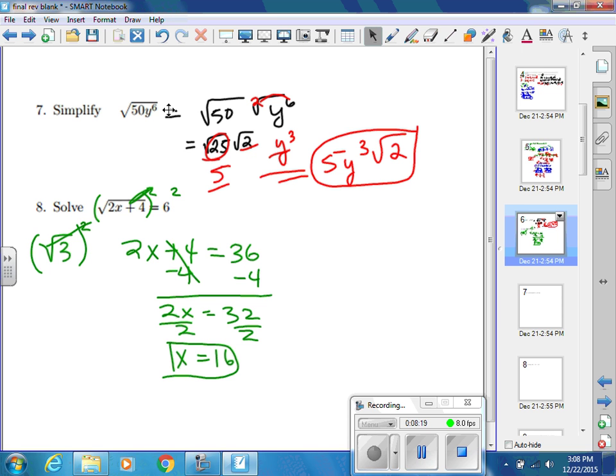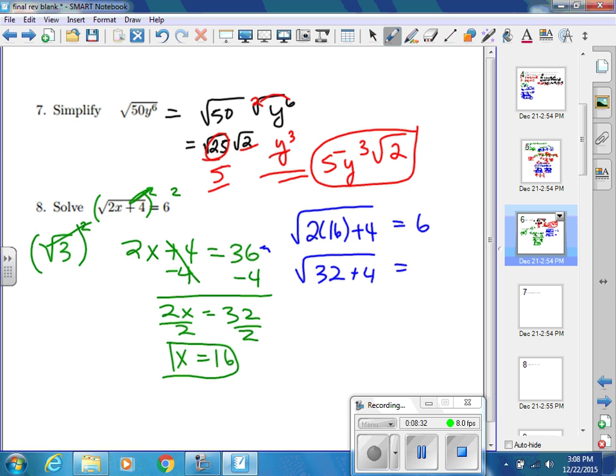Go back to your original, not this part. So you have square root of 2 times 16 plus 4 equals 6. I want to see, does this work, okay? 2 times 16 is 32 plus 4 equals 36. And then this ends up being the square root of 36. We do know that. 6. It does work, okay? So x equals 16 is the right answer. But please always go back and check. Plenty of times it doesn't work, and students get it wrong because they were going too fast and not paying attention.